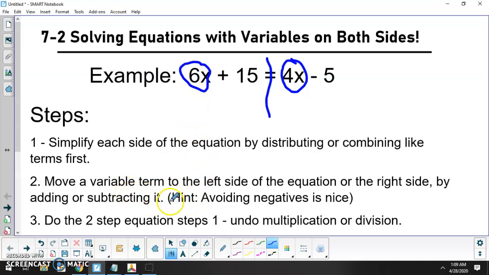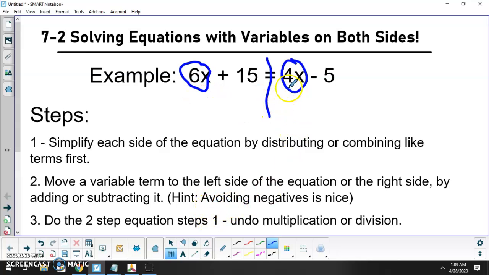You want to move a variable term to the left side of the equation or the right side by adding or subtracting it. So you want to move the whole variable term. You don't want to leave x behind. You want to move 6x, or you want to move 4x. In fact, you can move either of them, so you can move the one on the right or the one on the left. It's easier if you move the one that will avoid giving you a negative coefficient, a negative number in front of the variable. Coefficient, remember that vocab word?